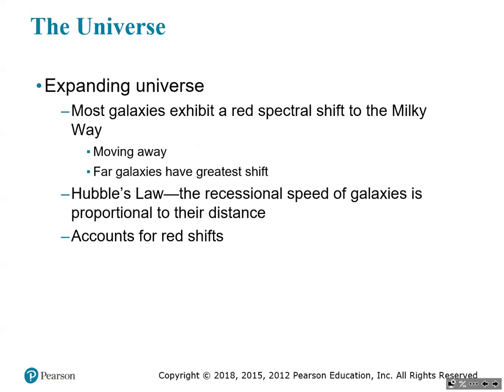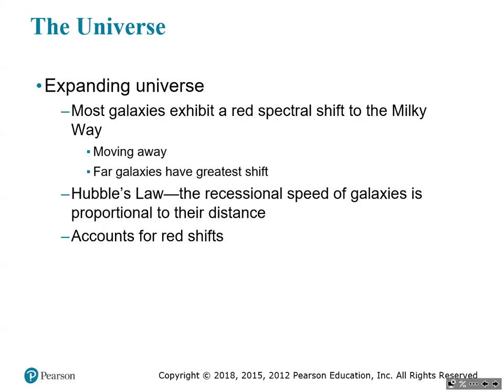And we observed that most galaxies have a red spectral shift. Their wavelengths are shifted to be longer, which means they're moving away from us. And the further away they are, the bigger their spectral shift is. So this leads to Hubble's law, which is a description of the expansion of the universe, and it's that the recessional speed of galaxies is proportional to their distance, and this accounts for redshifts. It explains the cause of these redshifts. And this is also really helpful because this gives us another way we can measure distance.